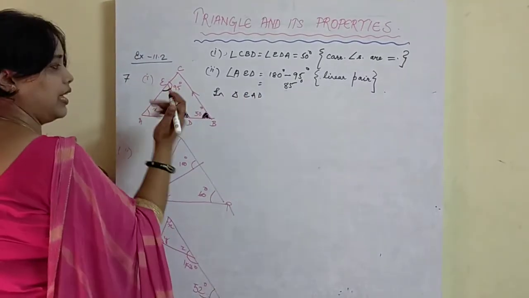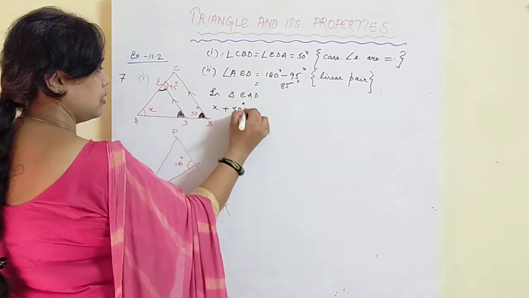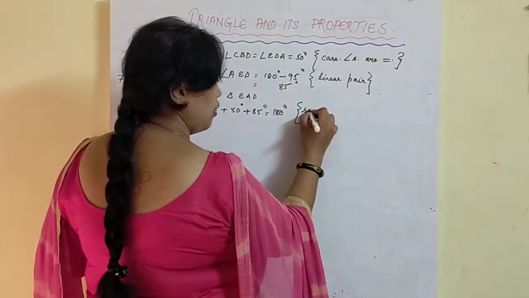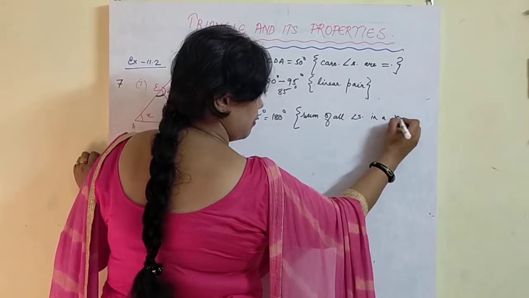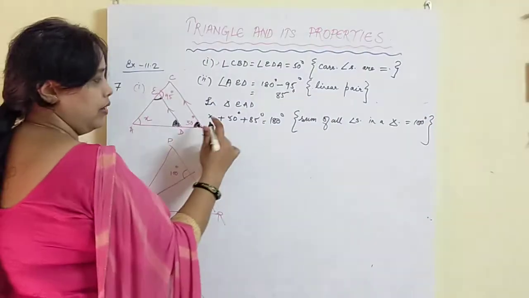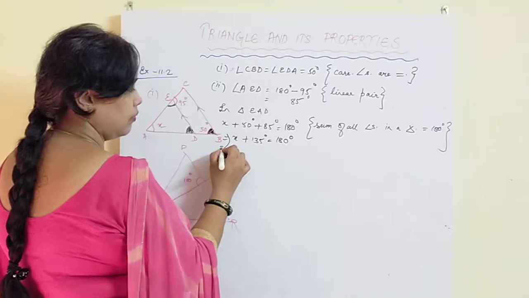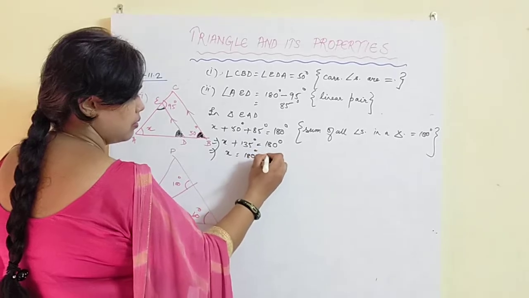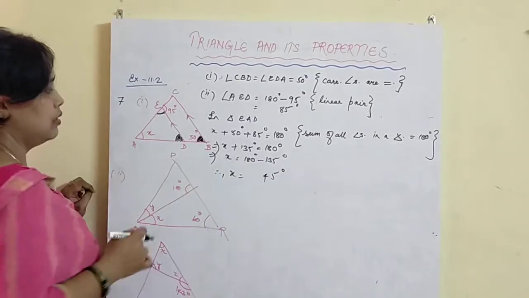Now we can very easily find x. Therefore x plus 50 degrees plus 85 degrees is equal to 180 degrees. Reason, don't forget to write sum of all angles in a triangle is equal to 180 degrees. Now it implies x plus 135 is 180 degrees, so x is equal to 180 minus 135 degrees. Therefore x is equal to 45. Solved.